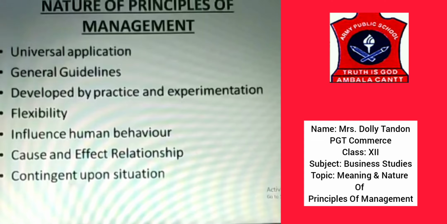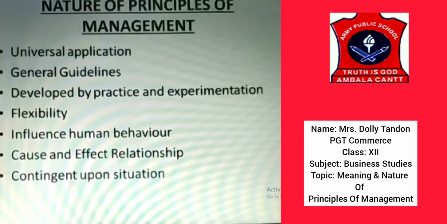The next is general guideline. As told earlier, these are the guidelines. These principles are the guidelines which are being given by the management thinkers out of their experience. But these cannot be stated as exact as the principle of physical science because they are to be applied on the human beings.